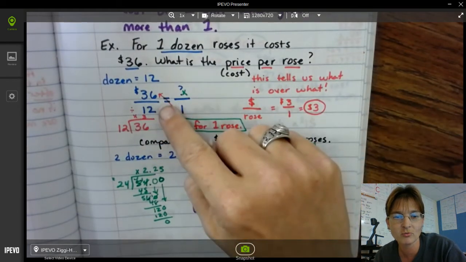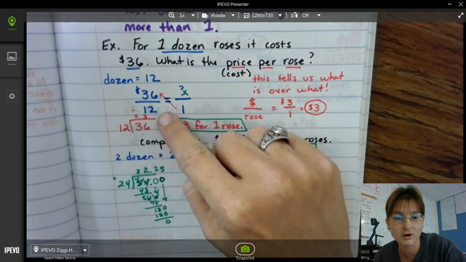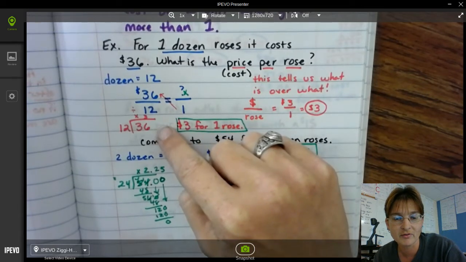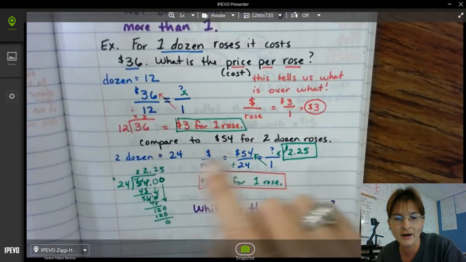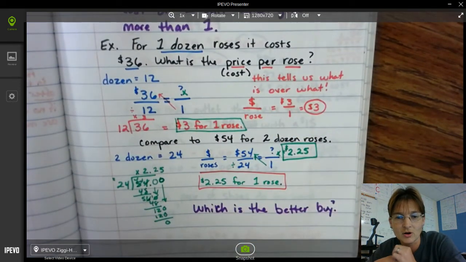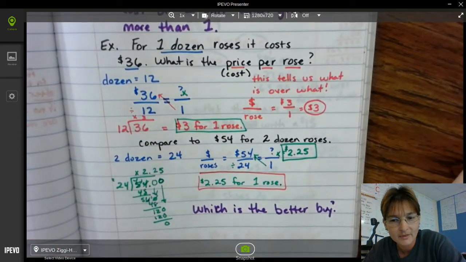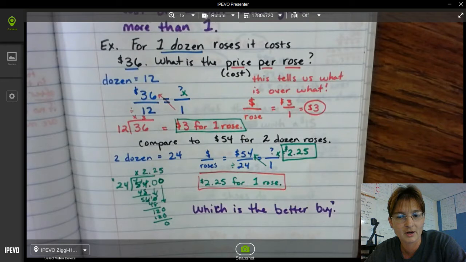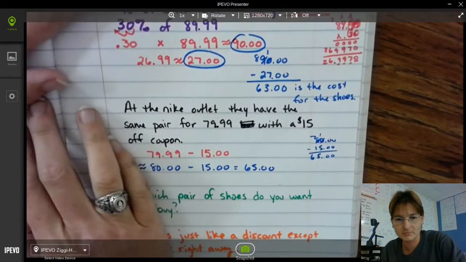So the first one, we have 36 dollars for 12 roses, or 1 dozen. Okay, when we divided, we got $3 for one. The second store had a sale or a special going on for $54 for 2 dozen roses. And we found out that it is $2.25 for one. And so we needed to figure out which is the better buy. Once you get that, turn to the next page.